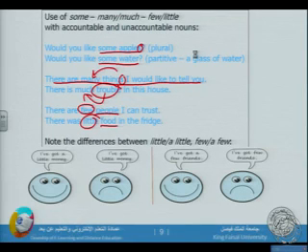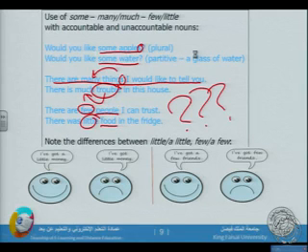Okay, so the question is, what is the difference between few, a few, little, and a little? That was the question. Look right here at these shapes. What does it say? I have got a little money. Here, I have got little money.